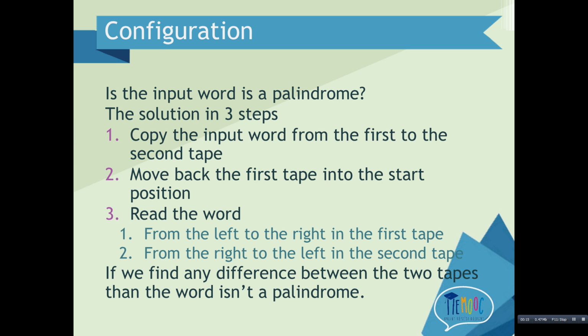The solution is separated into three big steps. First, we copy the input word from the first tape into the second one. After this, we move back the head of the first tape into the start position. Finally, we read the word in both of the tapes: in the first from the left to the right, and in the second tape from the right to the left. If any of the read characters differ, then the input word isn't a palindrome.